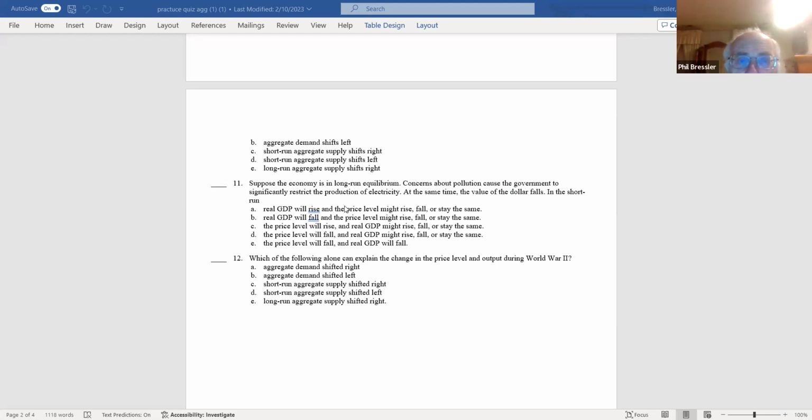Which of the following alone can explain the change in the price level and output during World War II? All right. In World War II, if you read the chapter, we had to really build up our military. What's built? Tanks, planes, generals, government spending, AD to the right. 12 is A. Now, the only other thing, because in that little scenario, they also asked about the Depression.